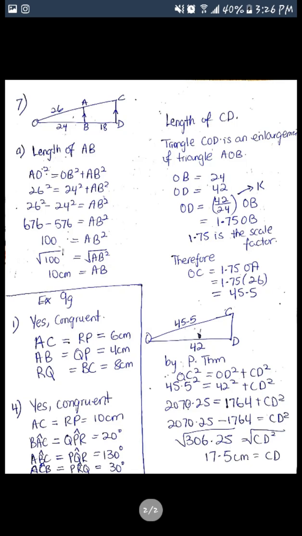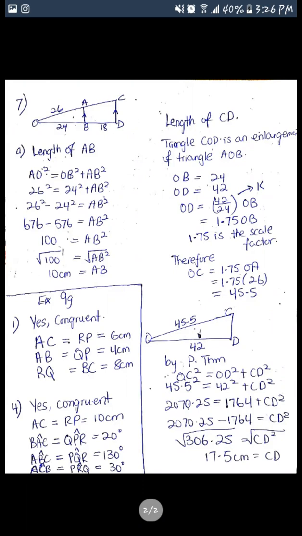Now we can use Pythagoras Theorem to work out CD. Or who else can tell me what we can do? Instead of using Pythagoras Theorem, how did we find the lengths of the first two lines? Instead of using Pythagoras Theorem, what else can we do?